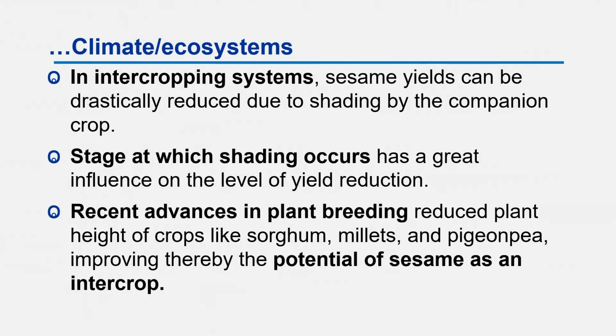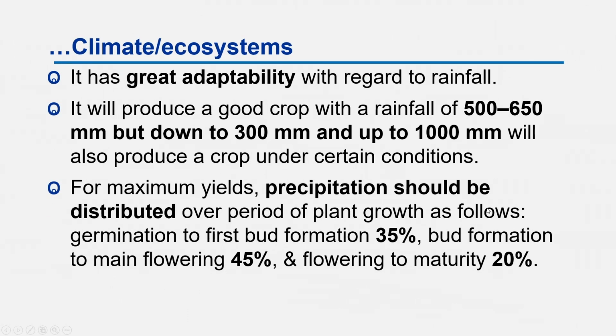So here the sesame is basically grown in rain-fed areas where you have certain cereals, millets, some pulses, which are grown on rainfall. Under those conditions, if you go for intercropping, then you need shorter plants. So in this direction, some breeding efforts have been made. Now we have relatively shorter cereal plants and certain pulses where sesame can be easily intercropped and the shading effect can be minimized. So it has a great adaptability with regard to rainfall also.